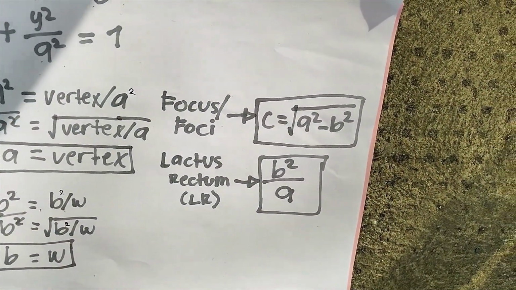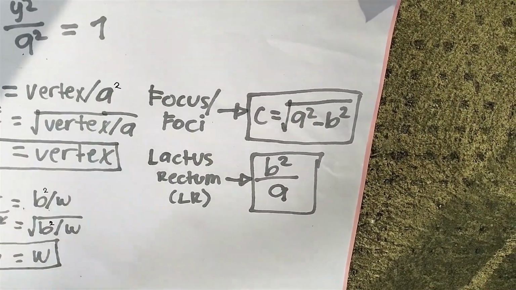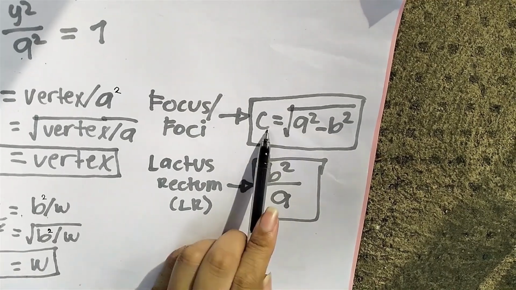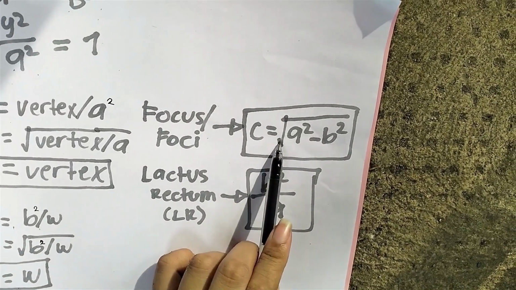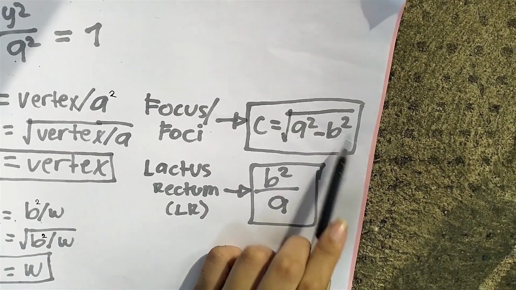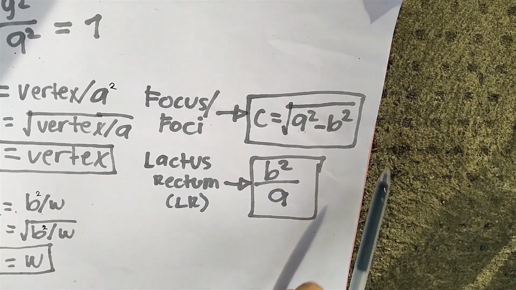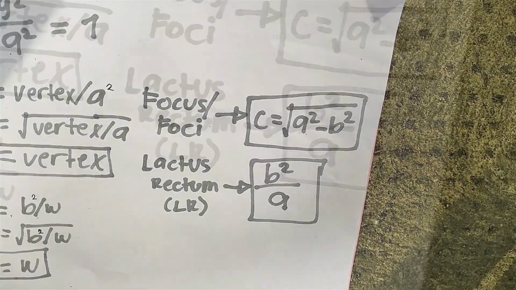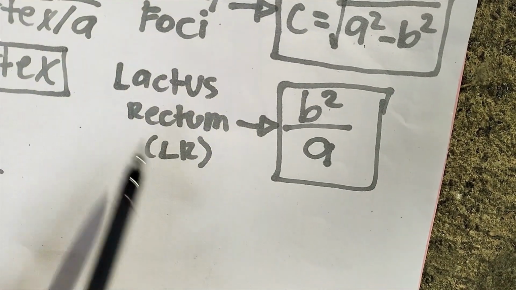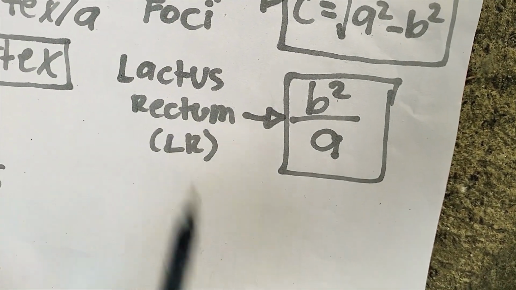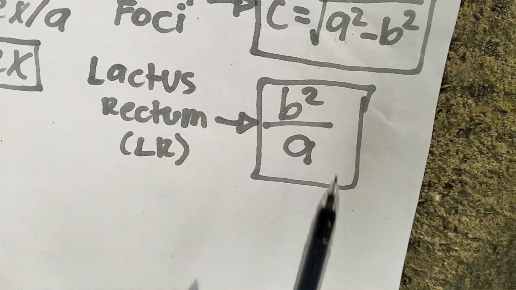Now, in finding your focus or your foci, you have to use the equation c is equal to the square root of a squared minus b squared. You simply have to substitute the value of your a squared and b squared to get the focus or the foci. Now, for the latus rectum, we have the equation b squared over a.